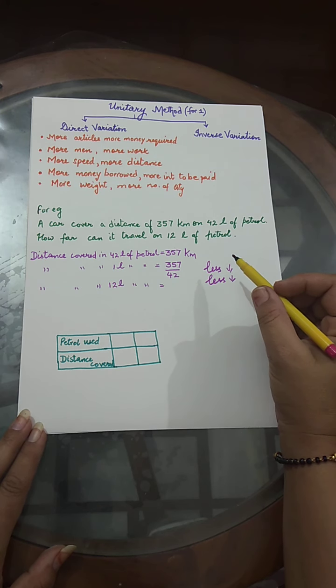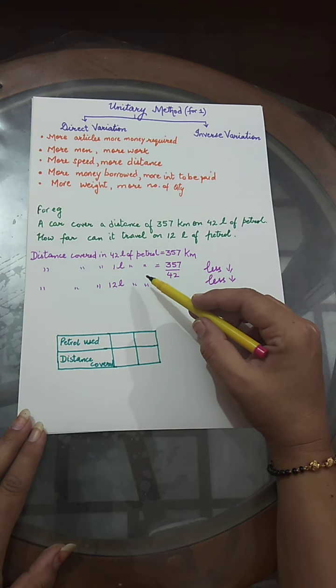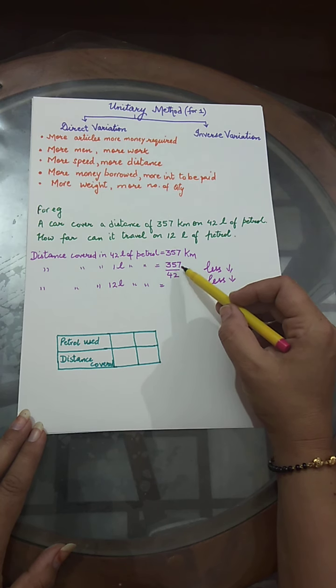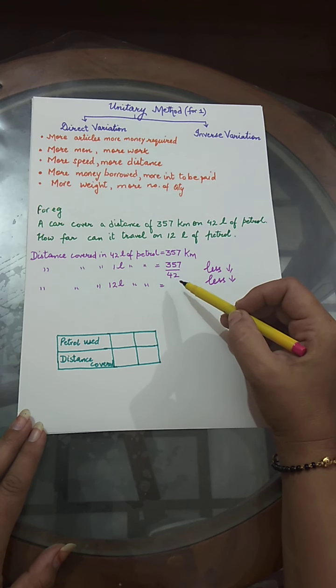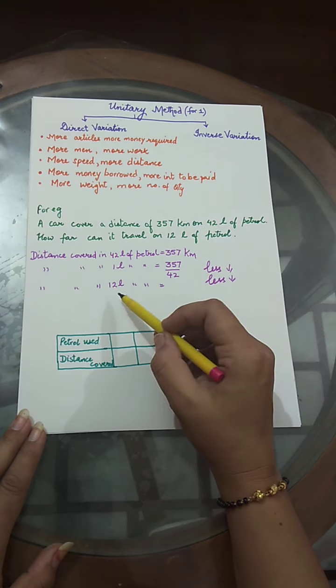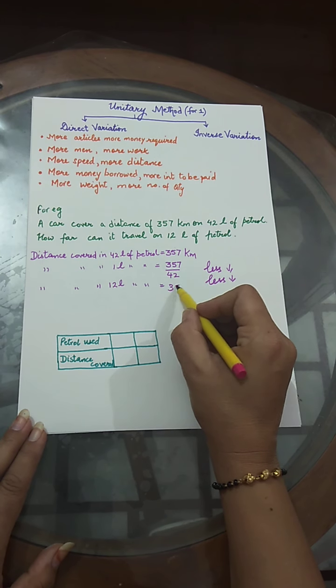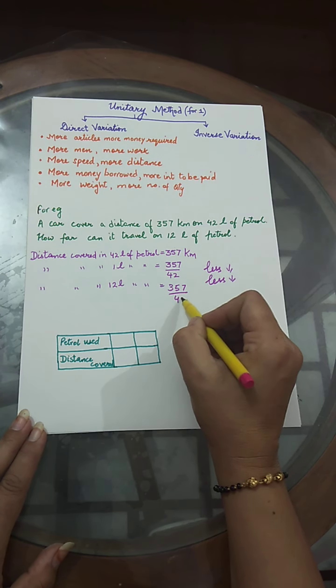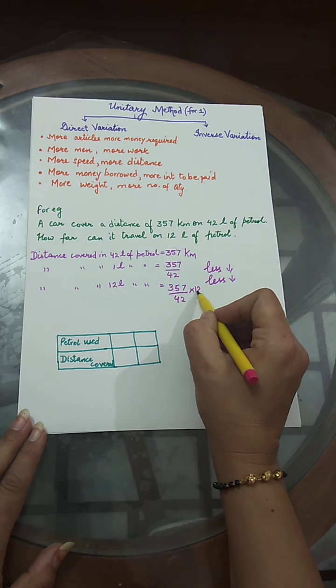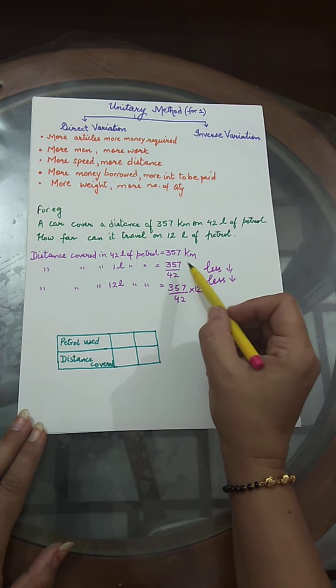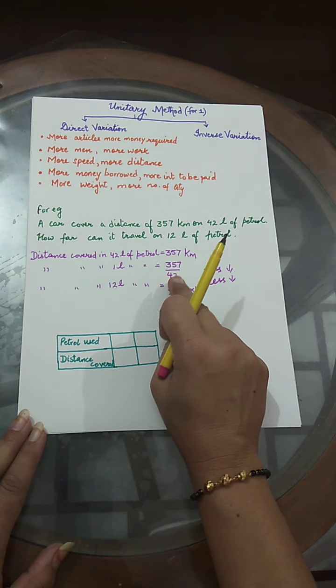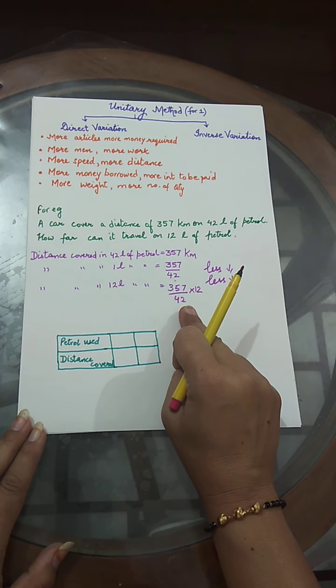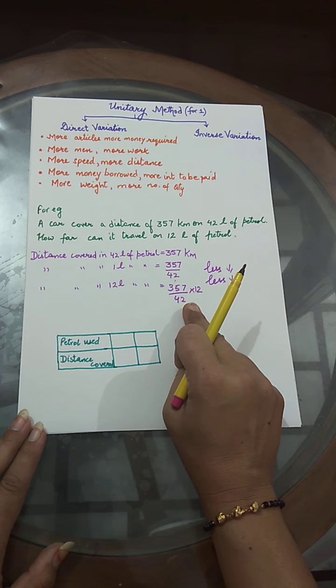So first, being it is a unit, we are going to find the distance covered in 1 liter, that will be 357 divided by 42, and then the distance covered in 12 liters will be 357 divided by 42 multiplied by 12. It is not necessary that you divide first in this second step. You can directly come to this step and do the calculation all together at one time. It will help you find the answer more quickly.